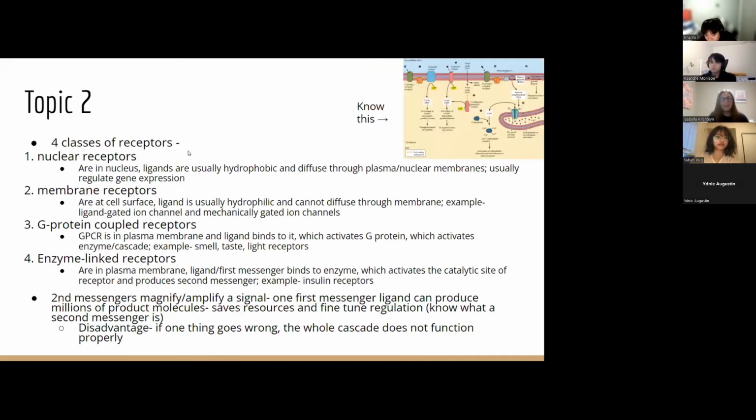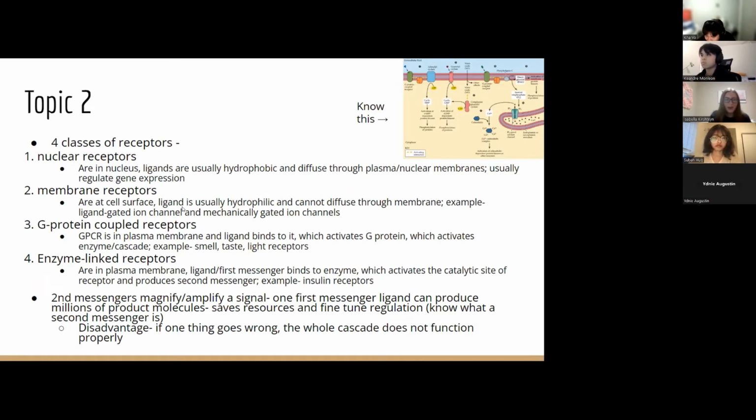And then the 4 classes of receptors. First, there's a nuclear receptor, which is in the nucleus. Ligands are usually hydrophobic and diffuse through the plasma membrane and nuclear membranes, and they usually regulate gene expression. So this will usually be your transcription factors.